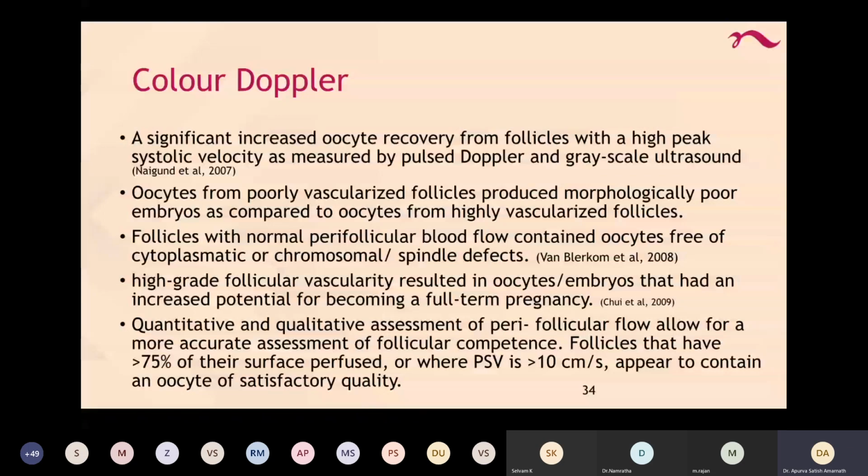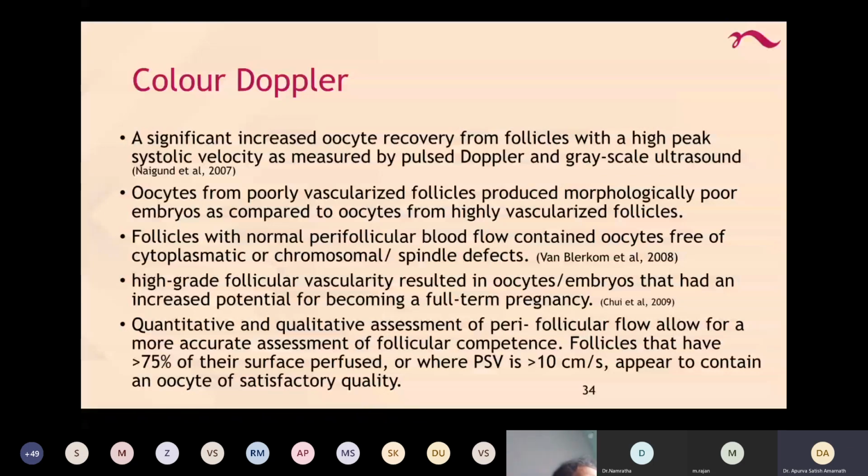A significantly increased oocyte recovery from follicles with a high peak systolic velocity, as measured by pulse Doppler and grayscale ultrasound, basically shows that we have a much higher oocyte recovery rate in follicles which are well vascularized. Oocytes from poorly vascularized follicles produce morphologically poor embryos as compared to oocytes from highly vascularized follicles. Follicles with normal perifollicular blood flow contain oocytes free of cytoplasmic or chromosomal spindle defects. High-grade follicular vascularity resulted in oocytes or embryos that had an increased potential for becoming a full-term pregnancy.